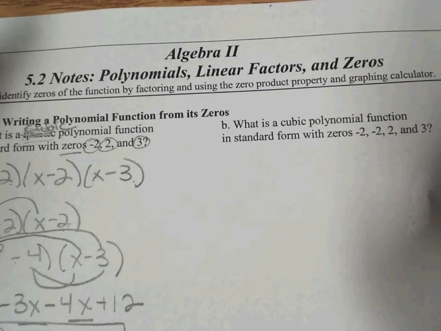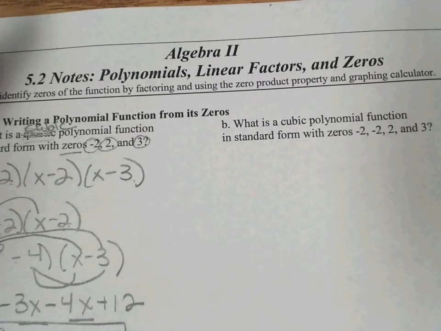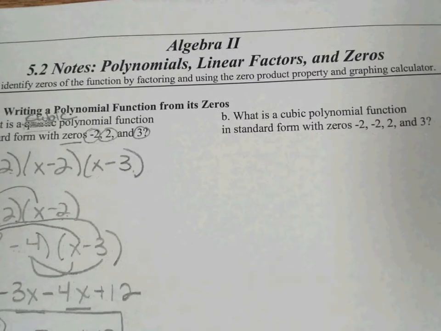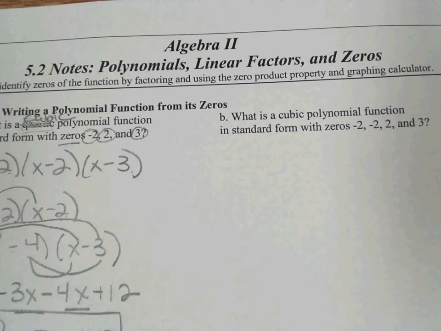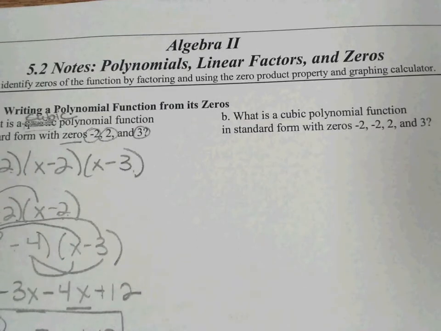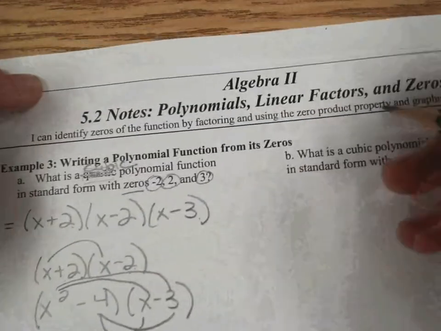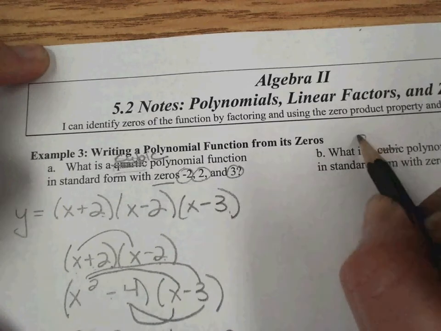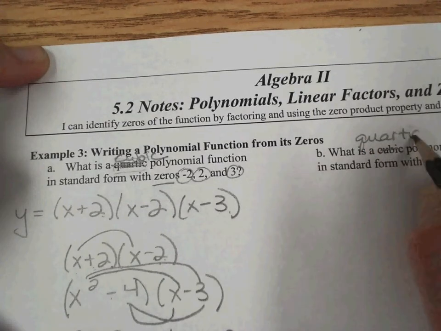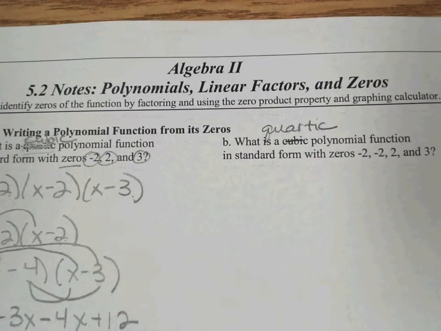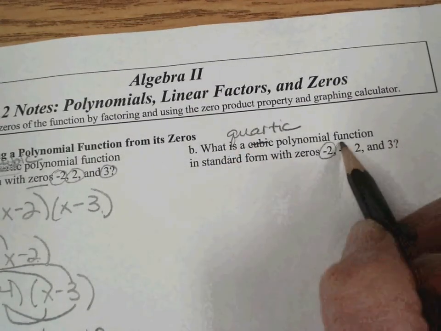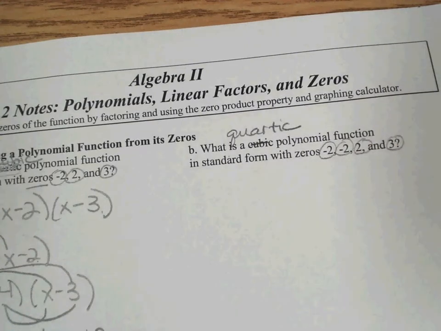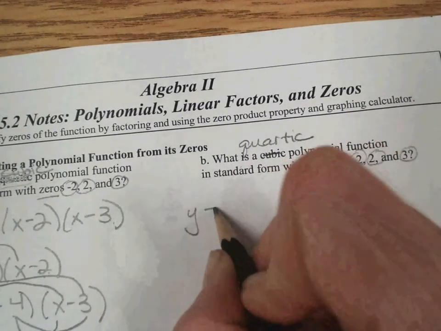What is a cubic polynomial function? Alright, so this is what happened. This was supposed to be cubic, and this was supposed to be quartic. There we go. Now everything's better. Whew. So here is what is a quartic, and that makes more sense since we have 4 zeros.